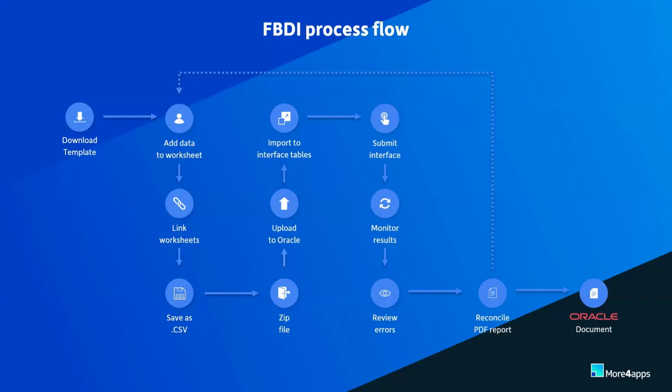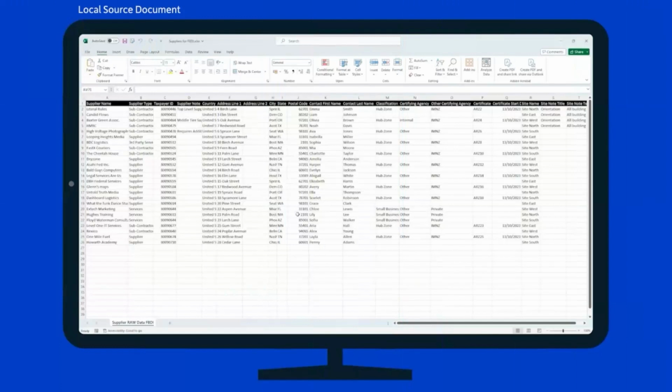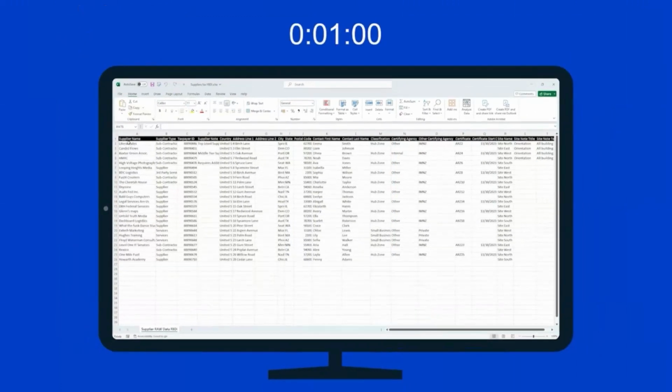It's a typical scenario. So we'll be loading some detailed supplier data via FBDI, and I've sprinkled a few errors in so we can see all the process steps. And then we'll get some insight into how long that process will really take. So let's see that in action. So we've got 25 suppliers to upload with addresses and sites and so on. And that data is in a source document. So we need to transfer all that information across. And we use copy and paste for that.